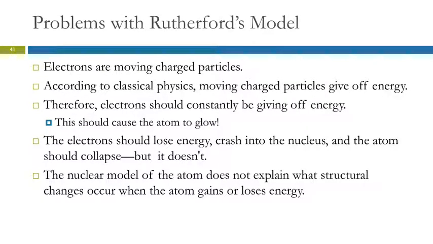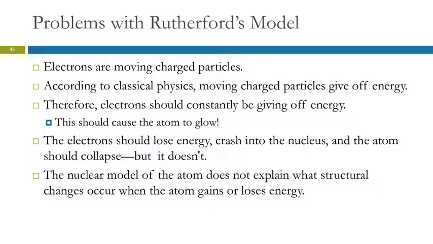Now we're going to be investigating, well, what's going on with those electrons? So there's some problems with Rutherford's model. Electrons are moving charged particles. And according to classical physics, if you have a moving charged particle, it gives off energy. That energy has to come from somewhere. If it's just moving and giving off energy, the atoms should probably glow. We should be able to detect that energy being released from them, but we can't.